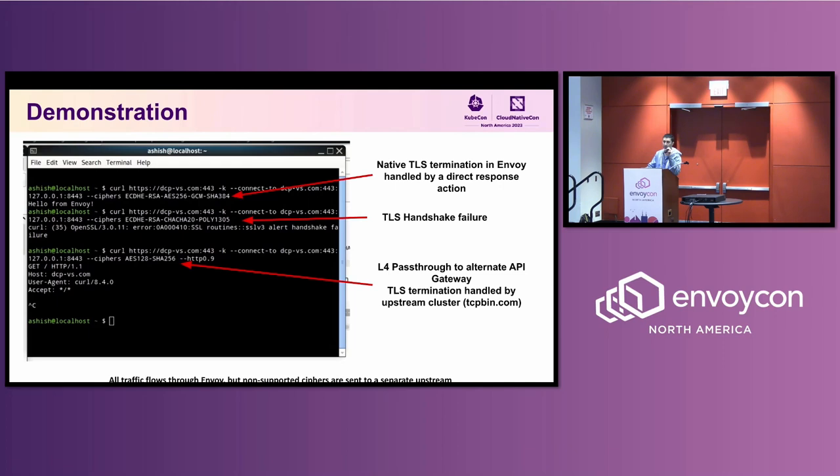So that's 49200. And when we send that TLS cipher, Envoy says, okay, I can perform TLS termination. It performs TLS termination successfully. I just implemented a direct response action that says hello from Envoy, but we wouldn't be able to do that if Envoy were not actually terminating the TLS and decrypting the request.